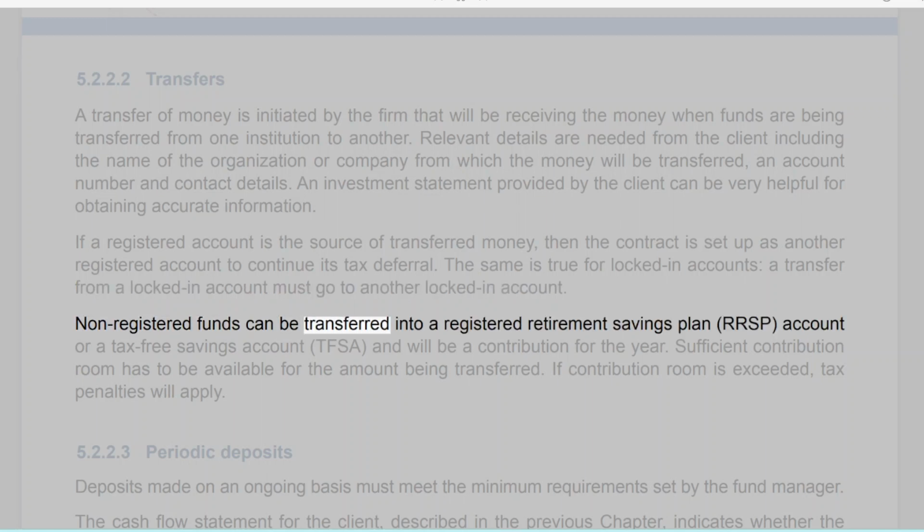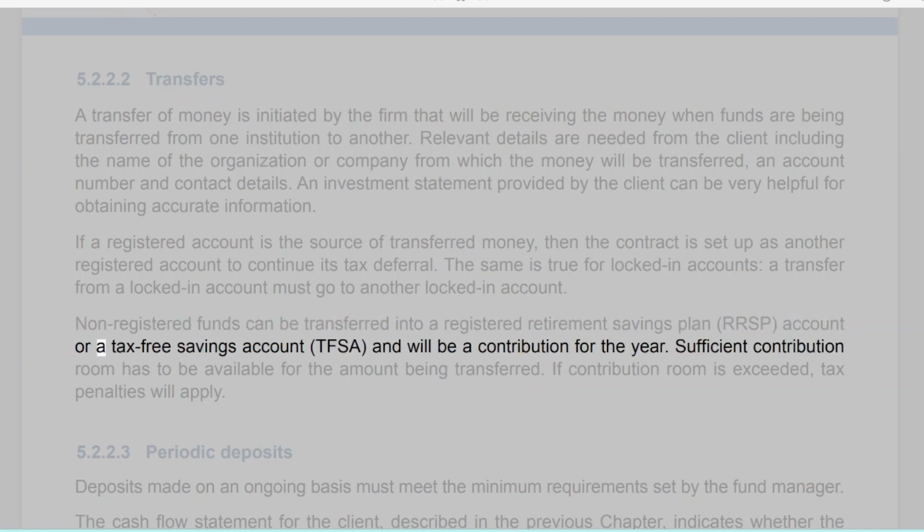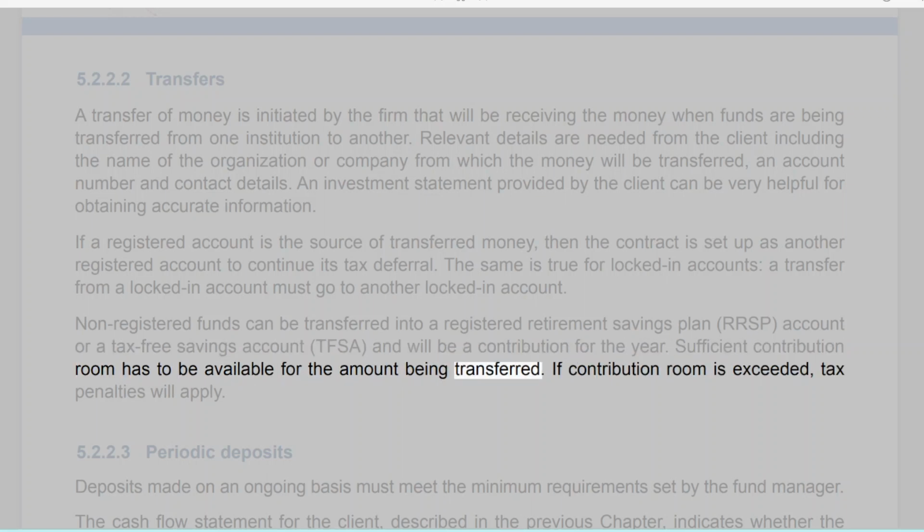Non-registered funds can be transferred into a registered retirement savings plan, RRSP, account or a tax-free savings account, TFSA, and will be a contribution for the year. Sufficient contribution room has to be available for the amount being transferred. If contribution room is exceeded, tax penalties will apply.